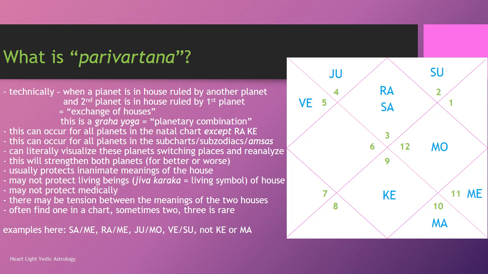So this Parivartana concept, first of all, it can occur for all planets in the natal chart except for Rahu Ketu. It can occur for all planets in all the subcharts, subzodiacs, and amshas, including Rahu Ketu. So in the natal chart, I don't use this, but in the subcharts, I do use an exchange with Rahu and Ketu. And again, you can get all the rulerships and ownerships of the different constellations in my previous video on Introduction to the Constellations or Rashis.